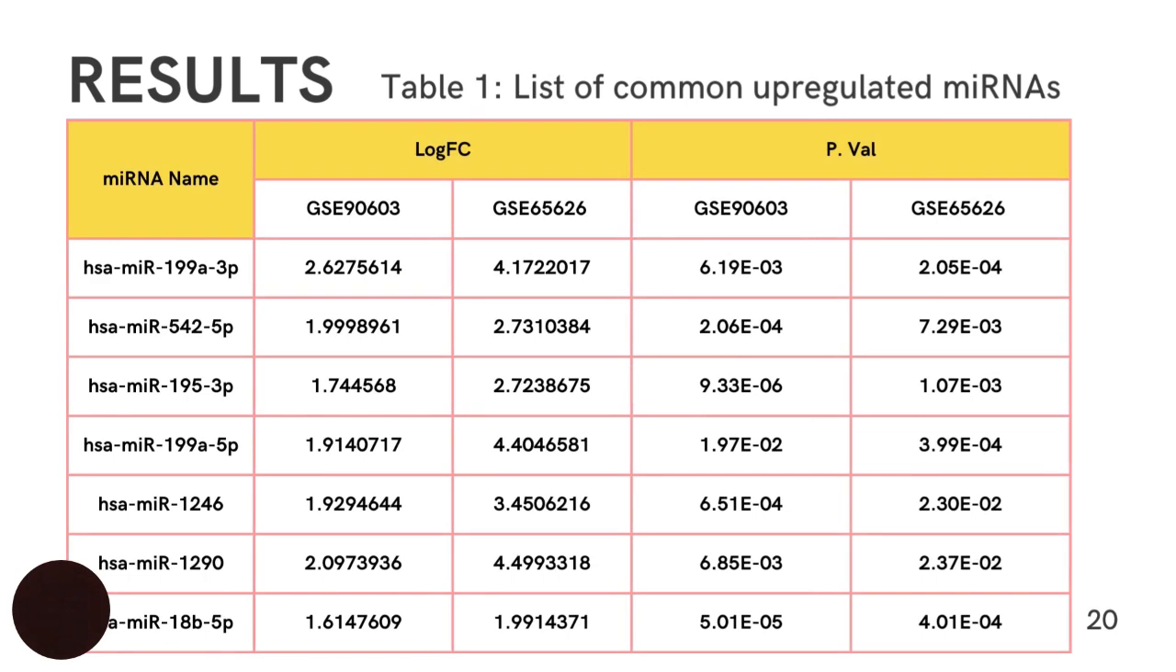This is the result of my differential gene analysis, where I have used two types of data sets, GSE90603 and GSE65626. Both are from the Gene Expression Omnibus. On the left side, you would see the microRNA names and the respective log FC values and P values. P values essentially indicate the error. The lesser it is, the more accurate they are. And log FC values are calculated based on their expression in cancerous cells compared to normal cells.